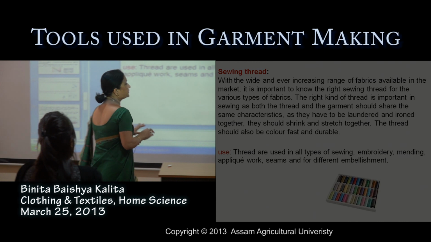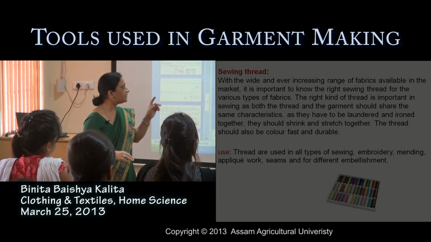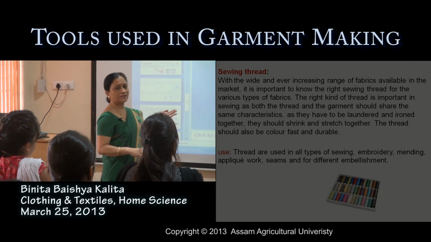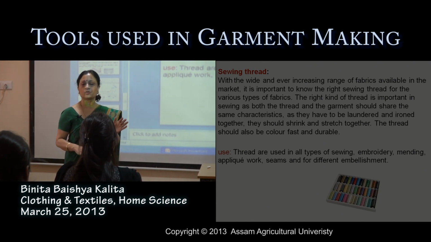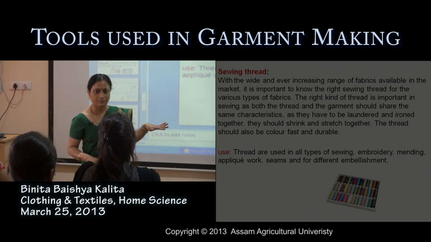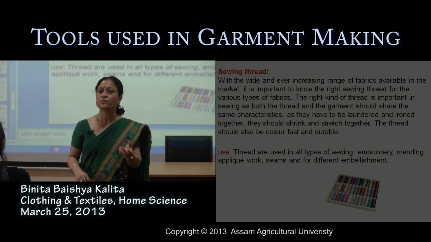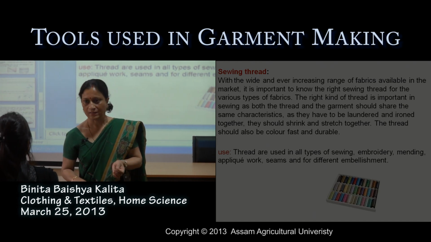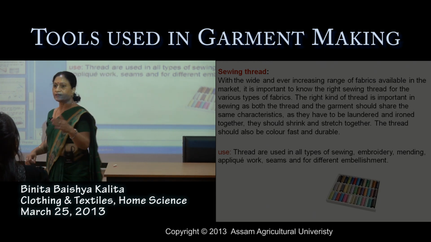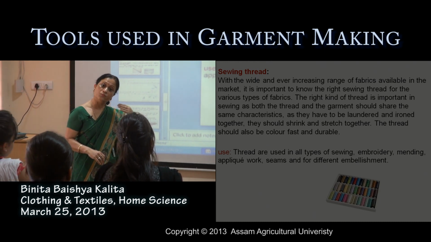Okay, so the thread is also an important tool for garment construction, and here also you will get different types of thread, and depending on the type of fabric and the type of work you are going to do, you have to select different types of thread. Say for silk fabric you have to use a finer quality of yarn. For cotton you have to use a little bit heavier than that. So we have different types of yarn, and different types of thread you can use for different types of fabric and different types of work.